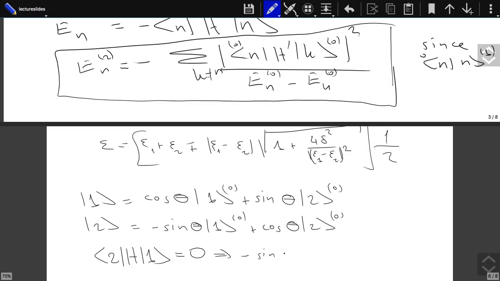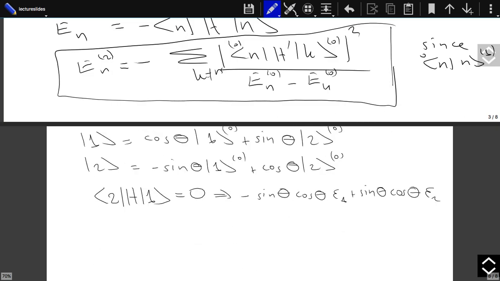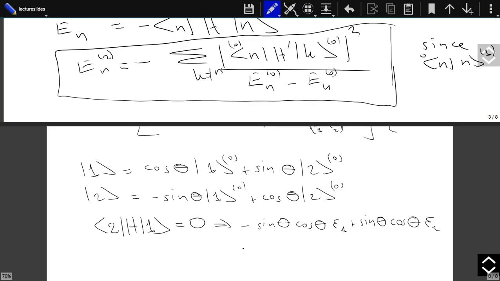Let's see: minus sine theta cosine theta epsilon 1, plus sine theta cosine theta epsilon 2, minus sine squared theta delta plus cosine squared theta delta. This should be 0.